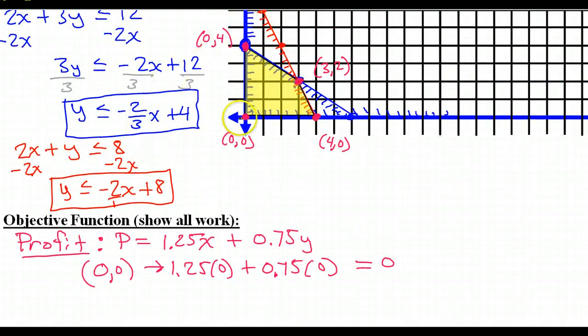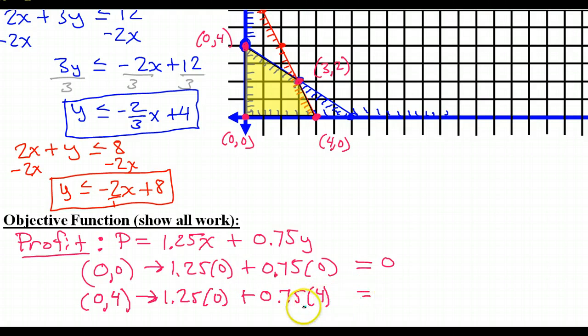I like to just go clockwise so I don't skip anything. So 0, 4 is next. If I put that in, that would be 1.25 times 0 plus 0.75 times 4. Okay, so that's going to be 3.